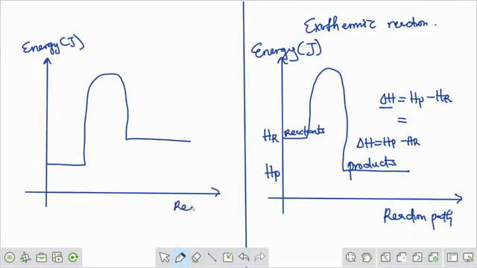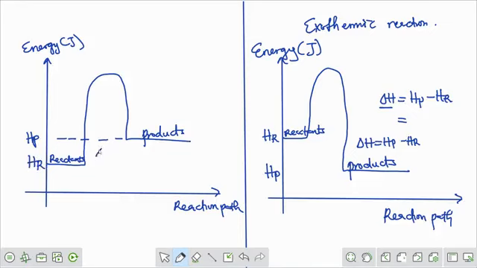We have our reaction pathway. So that's our reaction path. These are our reactants. These are our products. These are our HP. These are our HR.